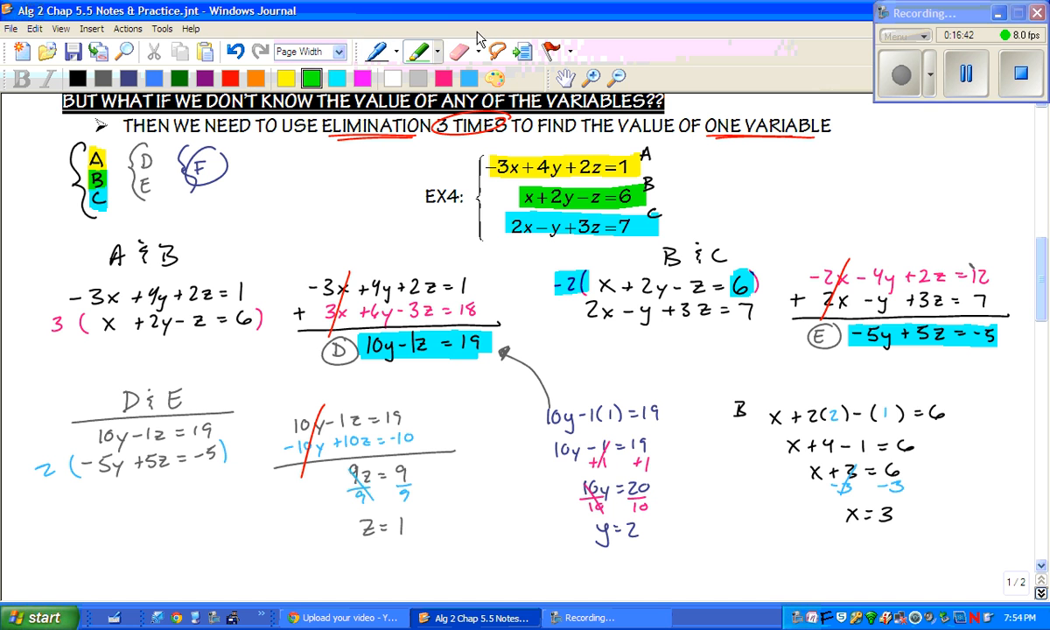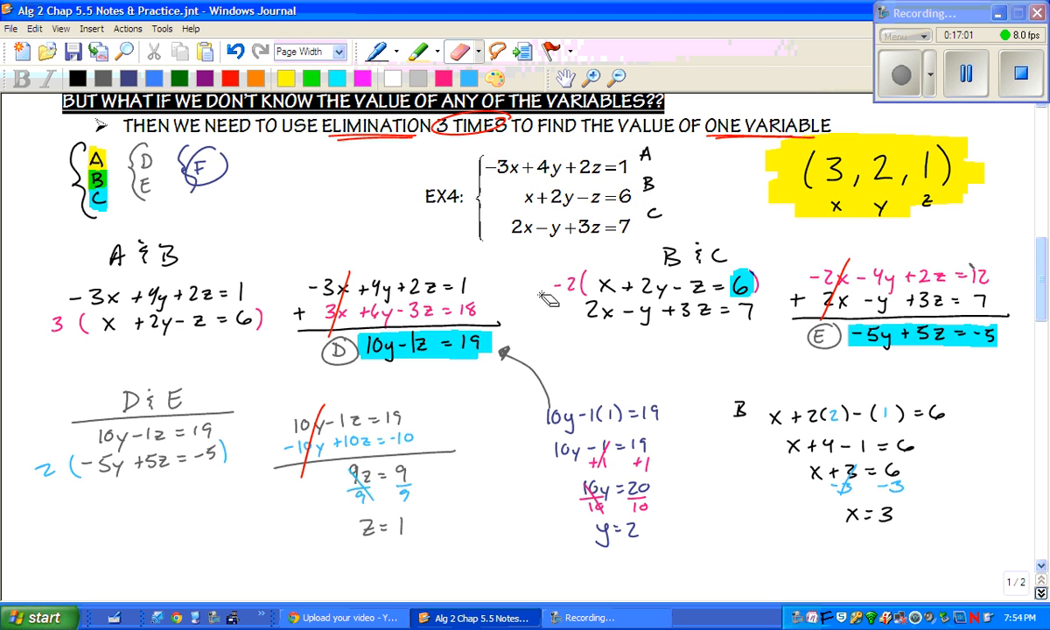Okay, so do you see how much work that is just for one problem? You have to be very careful. We get x is 3, y is 2, and z is 1. Just remember x, y, z. Okay? You have to be very, very careful with these.